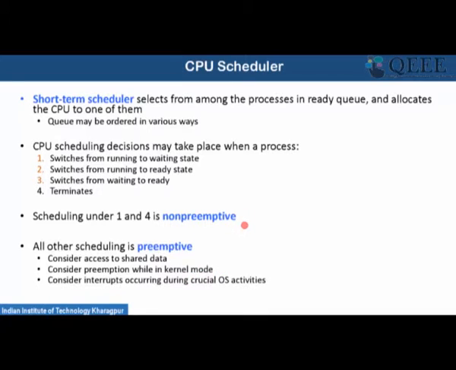The other case is the non-preemptive mode, where you are not forcibly stopping a running process. It may happen that because of some IO request, the process moves from the running state to the waiting state. So for example, this first primitive is a non-preemptive primitive.